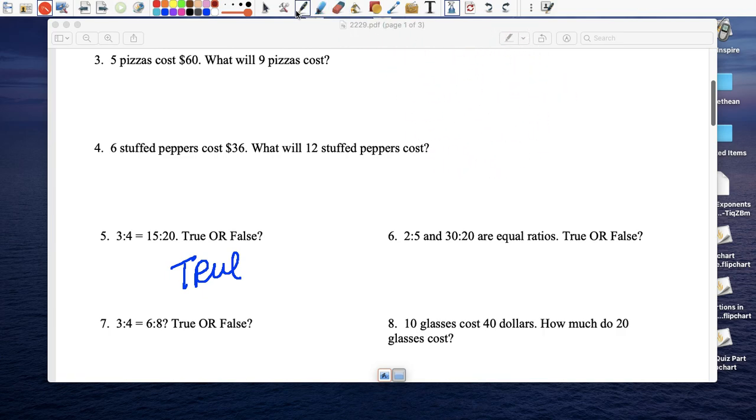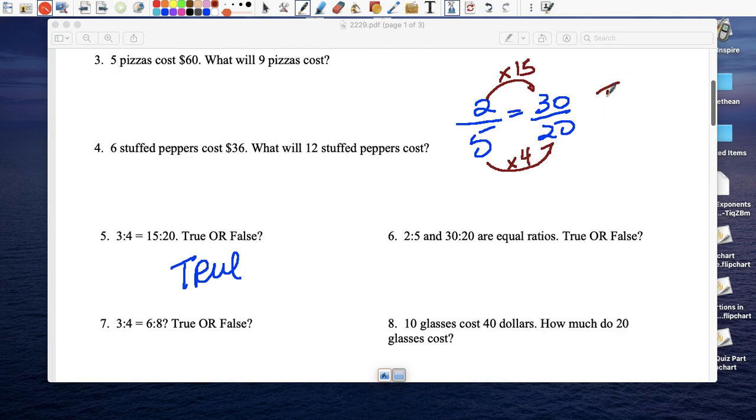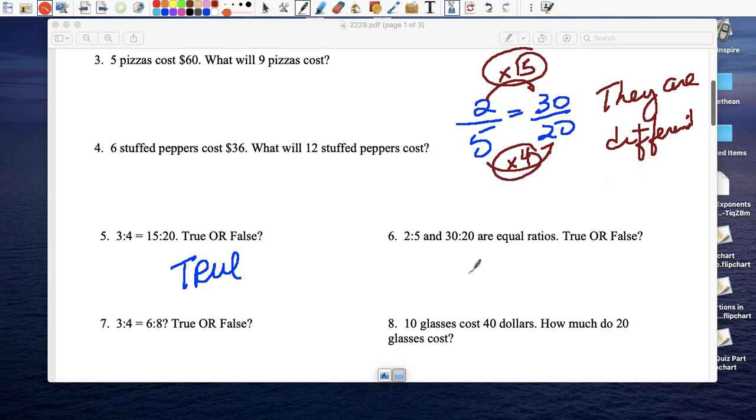Number 6, 2 over 5 and 30 over 20. Are they equal? Are the ratios equal? Well, let's check. 2 times 15 is 30. What about here? It's 5 times 4. Right? They are different. So this and this, they are different. So this one is false.